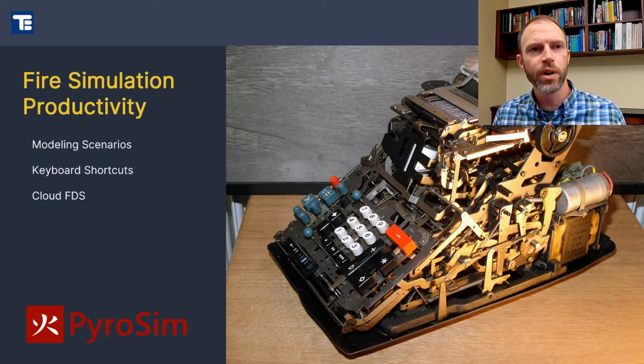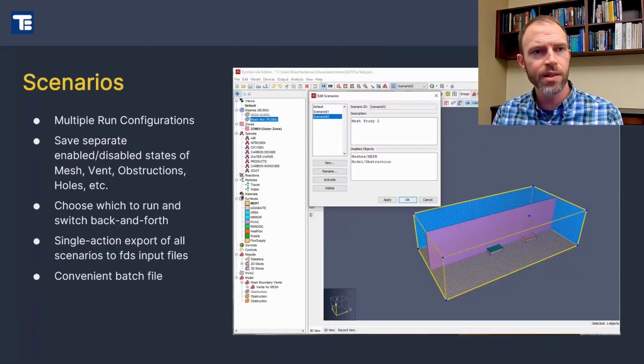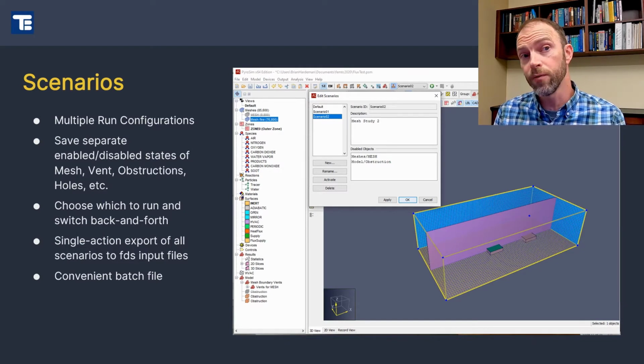Most of our Pyrosim work has been focused on improving the productivity of fire simulation work. So, things that help you get work done faster. The big thing there we've done this year is worked on modeling scenarios, and this was just released in our most recent release of Pyrosim. This is a way to manage multiple configurations or scenarios and save the enabled or disabled state of different objects in your model in these different configuration sets.